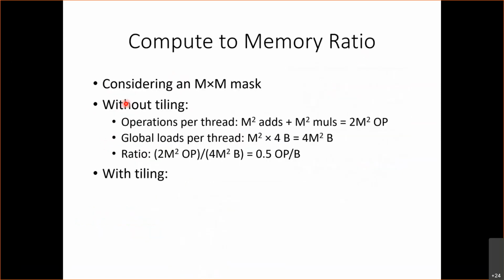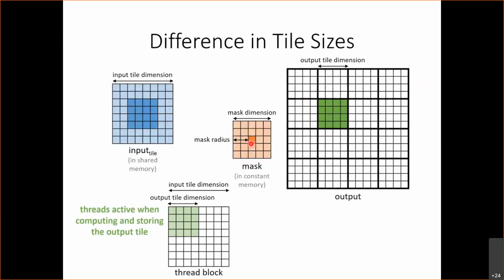Professor, isn't it plus 2 times the radius? Right, so 2 times the radius is the same as the mask dimension minus 1. Yes, so here 2 times the radius is going to be 4, and mask dimension minus 1 is going to be 4.